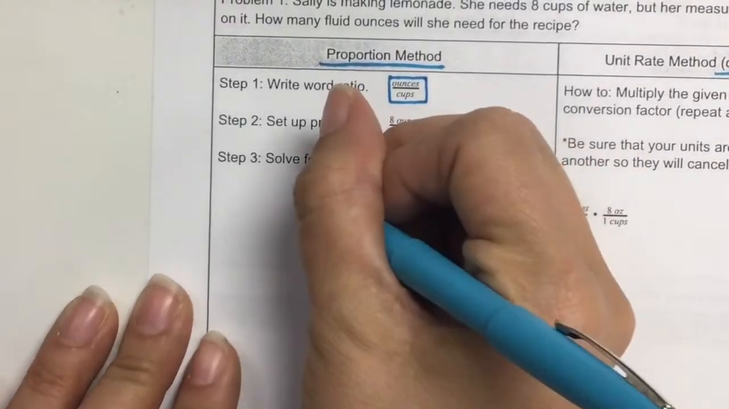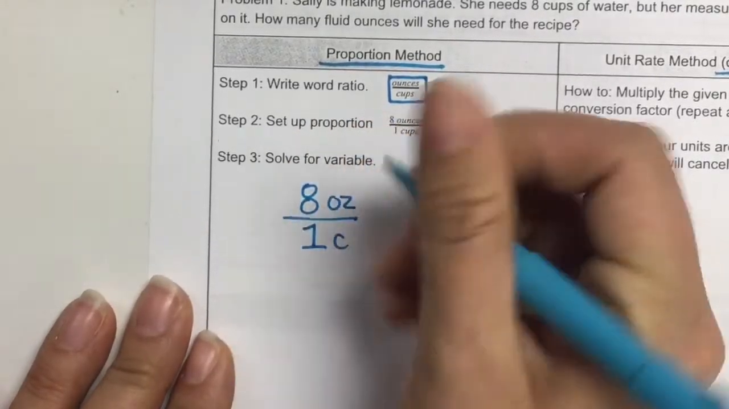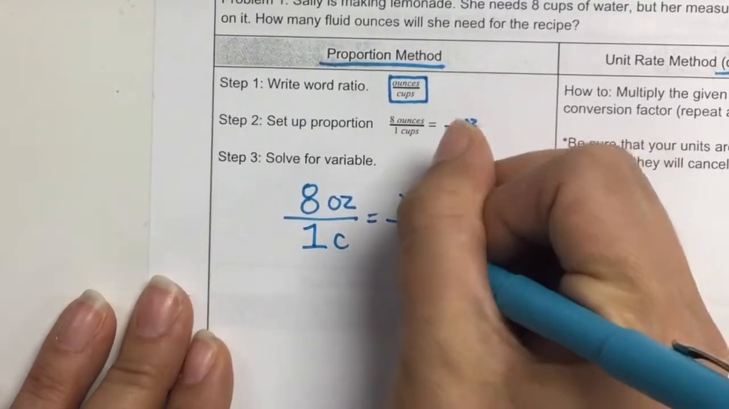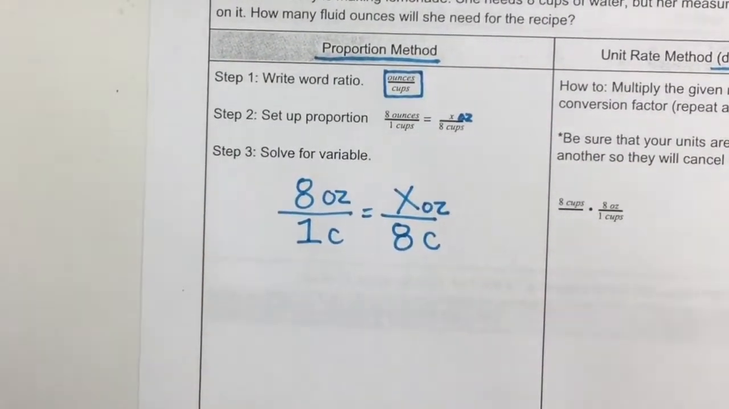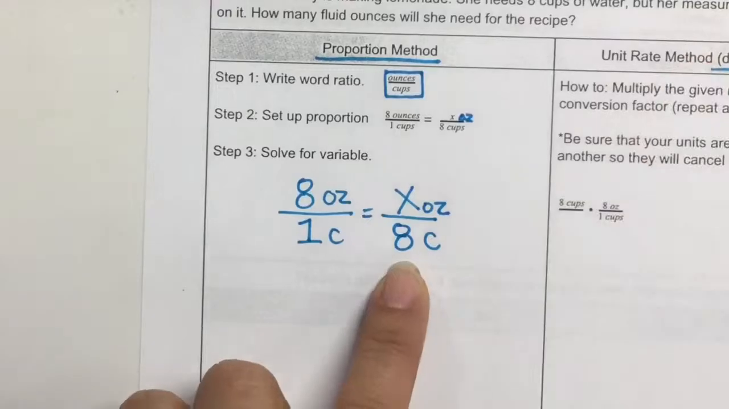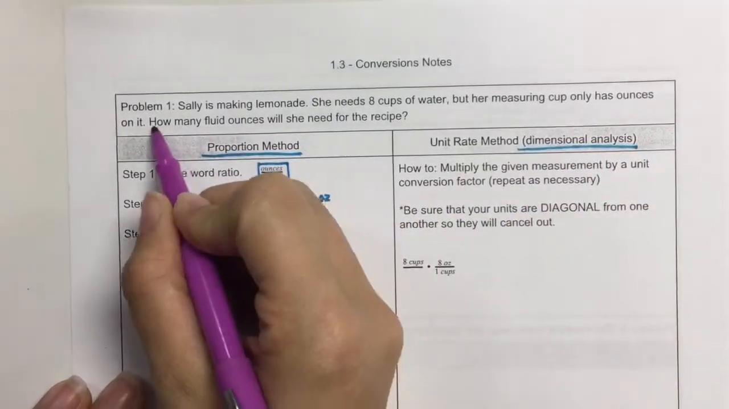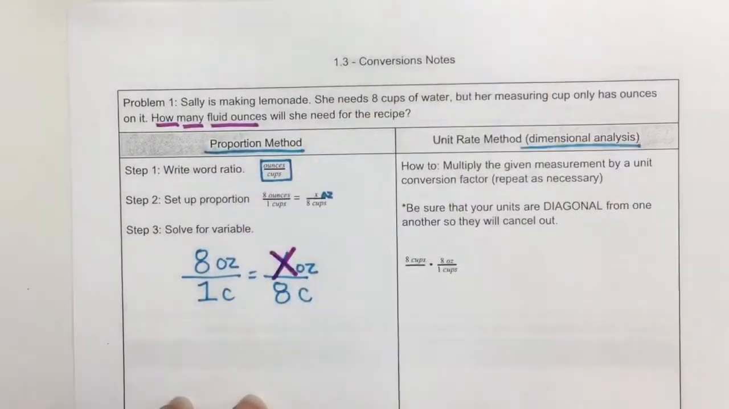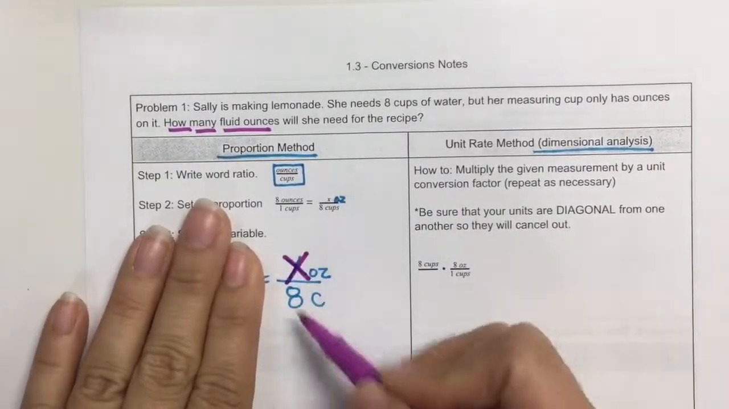So if we're looking at this, I would rewrite this here. 8 ounces is 1 cup. And then we don't know how many ounces if we want 8 cups. Now, where do we get this information? First of all, look at the question here. And this is what we talked a lot about in our proportion unit, is how many ounces. That's what we don't know, and that's why our X is ounces. But we also know that she has 8 cups of water, so that's where this ratio is coming from.